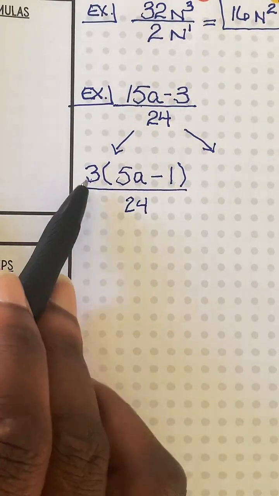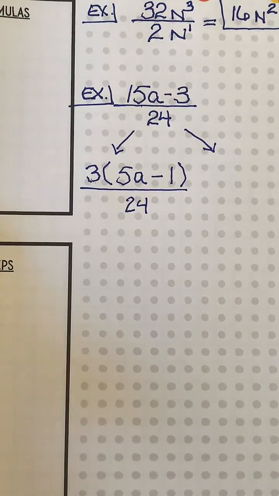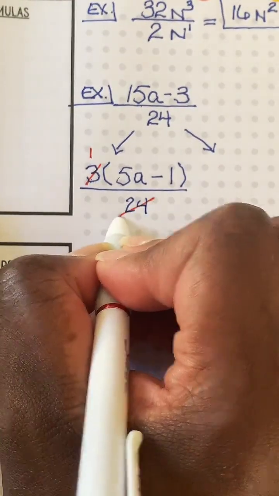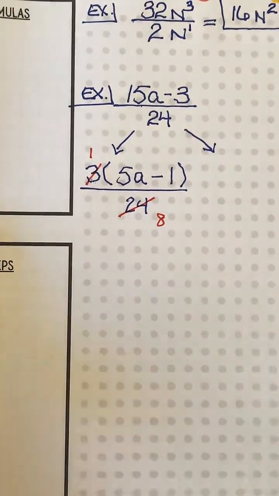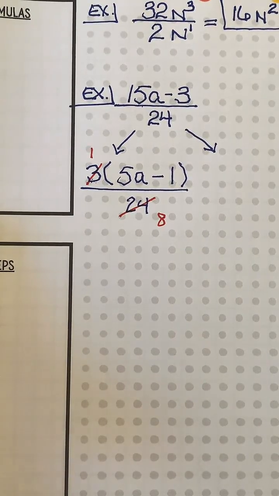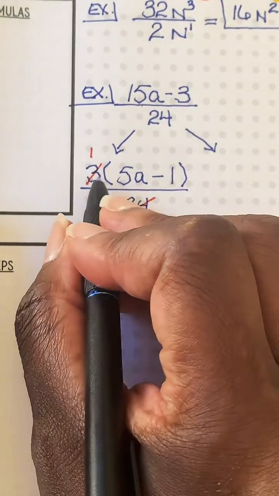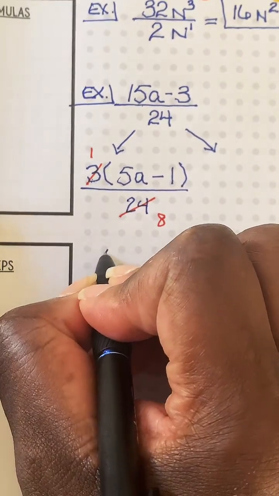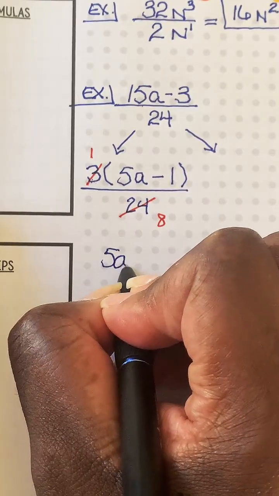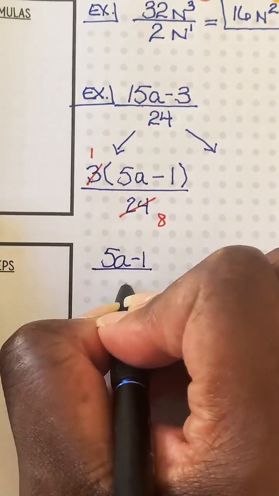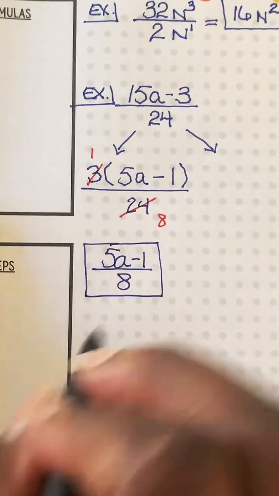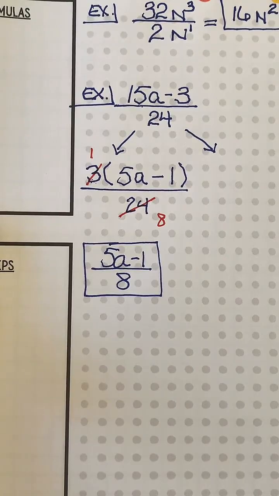Notice the 3 and the 24. That could be reduced by 3. So 3 divided by 3 will give me 1, and 24 divided by 3 will give me 8. So my official answer will be, I don't need the 1 because the 1 is always assumed to be in front. So I just need my 5a minus 1 over 8. Okay, so that's one way of doing it.